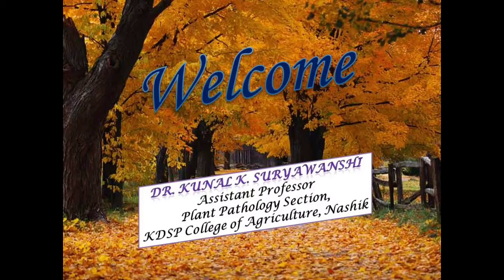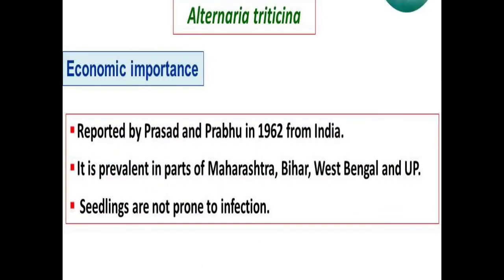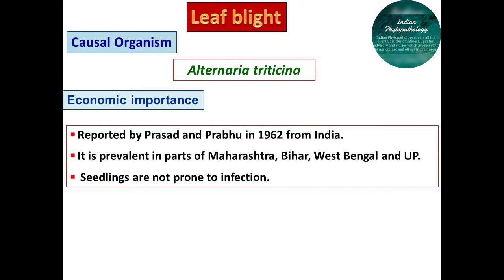In the earlier lecture, we have seen kernel bunt of wheat, its causal organism, its disease cycle and its management. Now, in this lecture, we are going to see the leaf blight of wheat and Tundu disease of wheat. Leaf blight of wheat is caused by Alternaria triticina, and it was reported by Prasad and Prabhu in 1962 from India. It is most prevalent in parts of Maharashtra, Bihar, West Bengal and Uttar Pradesh.